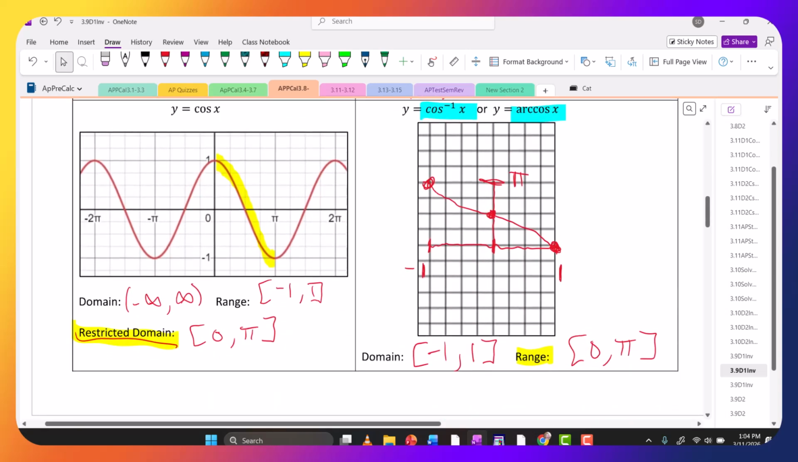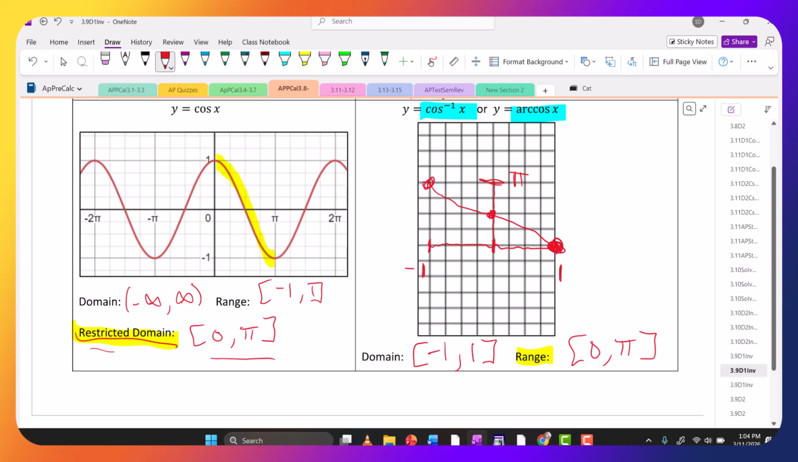Then look at cosine. Cosine has a different restriction because of where 1 to negative 1 happens first. And it happens here, from here to here. So the restricted domain is different for cosine. All right, and again, one more time, switch x and y. So 0, 1 is now 1, 0.